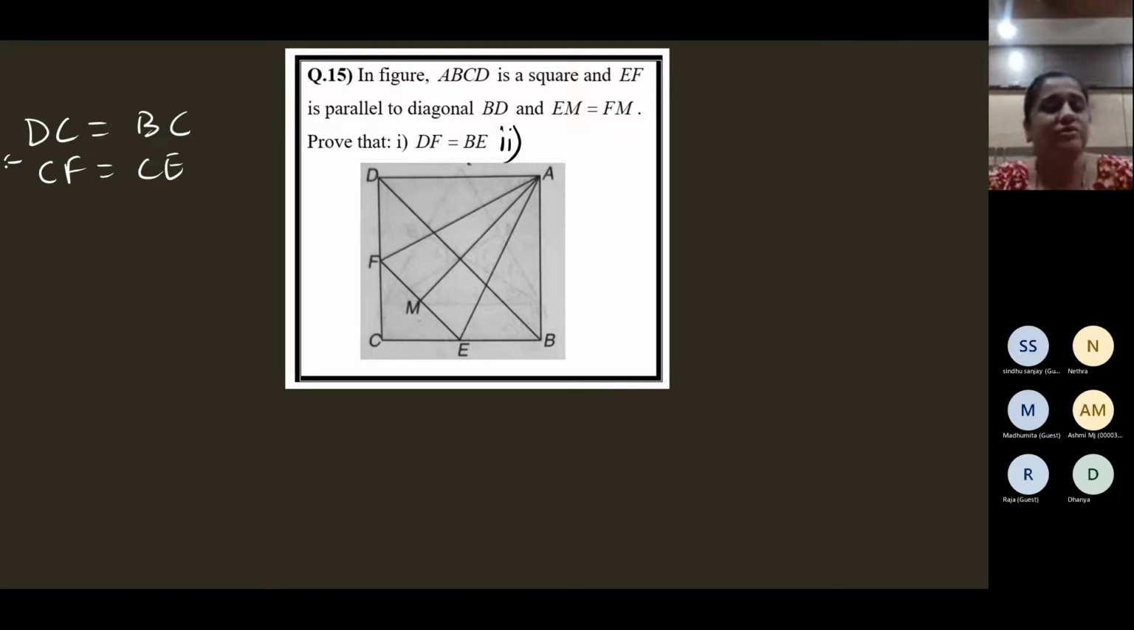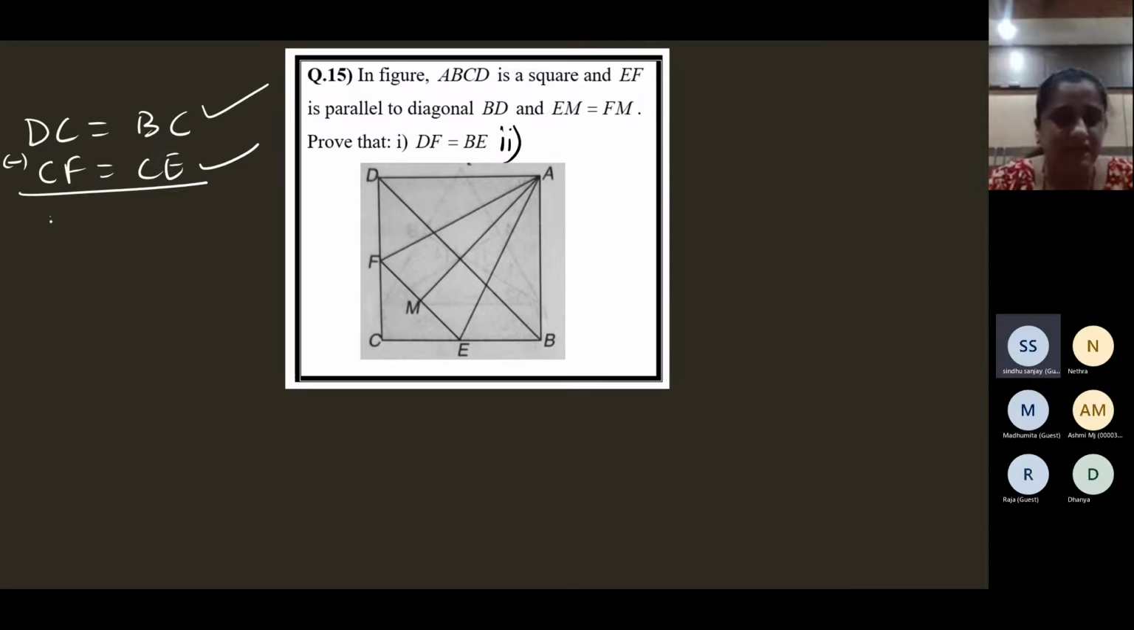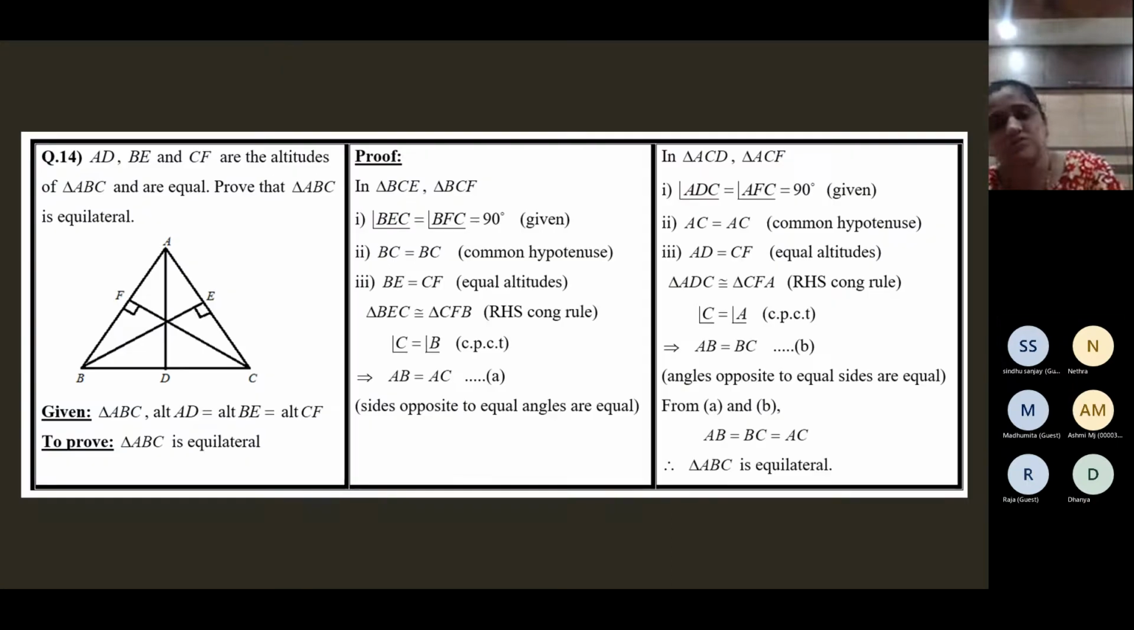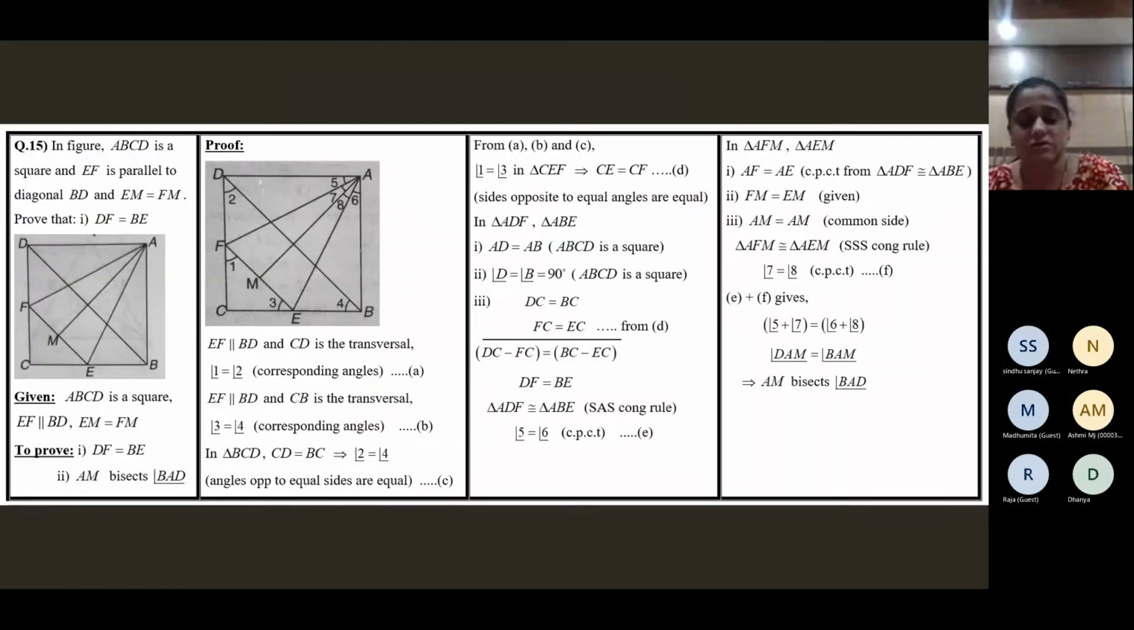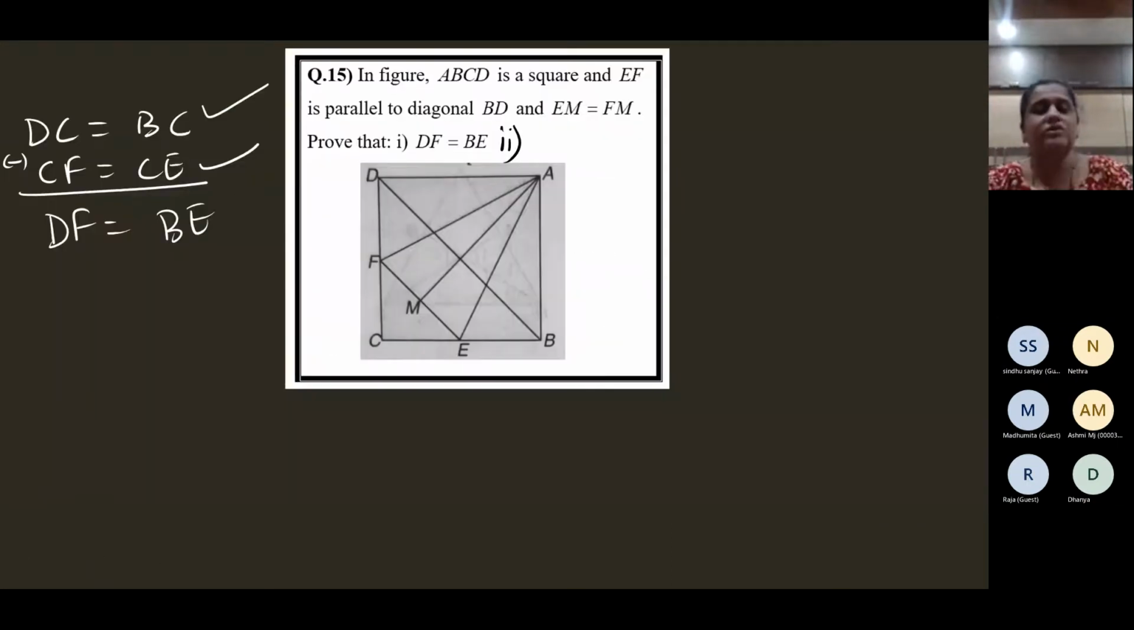Now what will you get when you subtract? This we know, this we'll prove. CF is equal to CE, we'll prove. Now when you subtract, what do you get? What is DC minus CF? DF, ma'am. DF is equal to, what is BC minus CE? BE. This is what we'll have to prove. Yeah, DF is equal to BE.